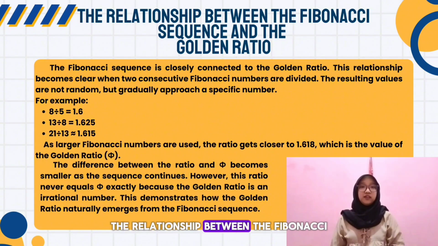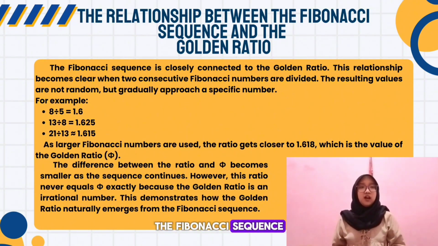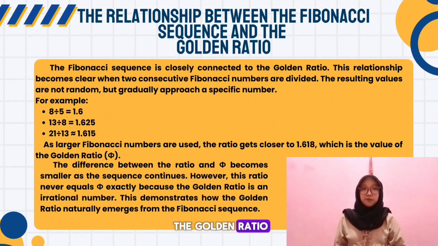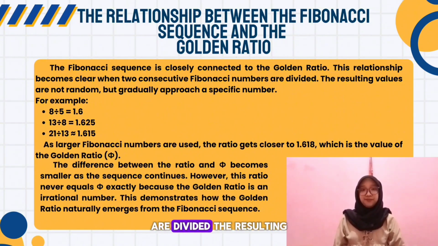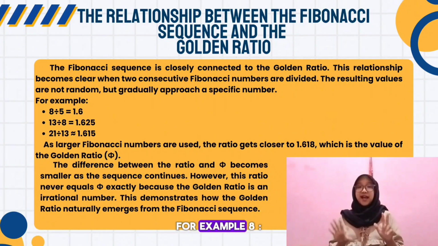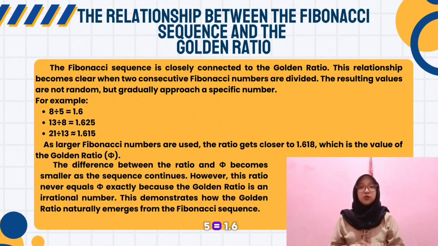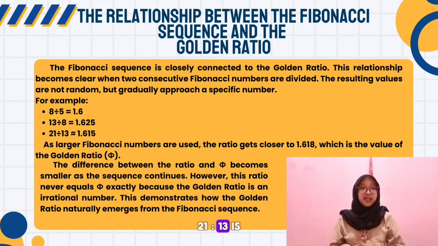The relationship between the Fibonacci sequence and the golden ratio. The Fibonacci sequence is closely connected to the golden ratio. This relationship becomes clear when two consecutive Fibonacci numbers are divided. The resulting values are not random, but gradually approach a specific number. For example, 8 divided by 5 equals 1.6. 13 divided by 8 equals 1.625. 21 divided by 13 is approximately 1.615.